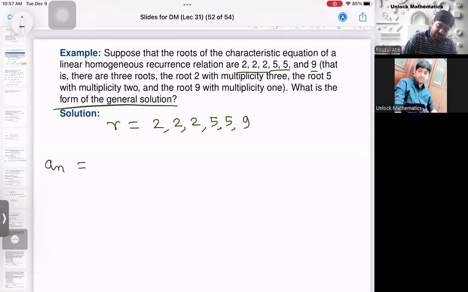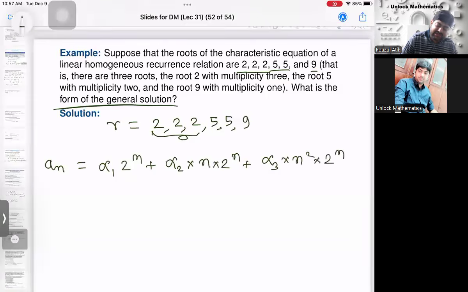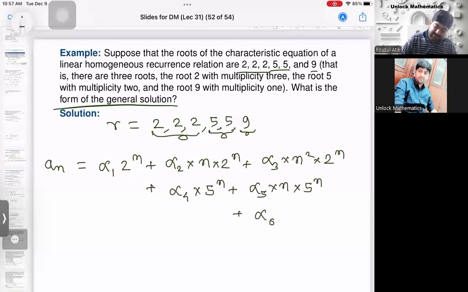The general solution an is equal to, because we know the formula, we'll apply that. Alpha 1 into 2 power n, plus alpha 2 into n into 2 power n, plus alpha 3 into n square into 2 power n. This set is done. Then I have two repeated roots for 5. For that, I know the formula. So I'll have alpha 4 into 5 power n plus alpha 5 into n into 5 power n. Plus, I have this distinct root, so it will become alpha 6 into 9 to the power n. So this is the general form of it.